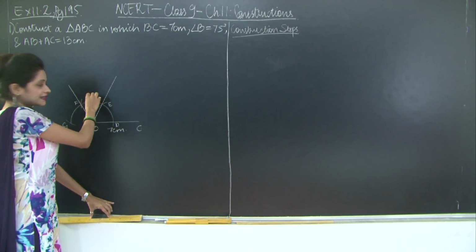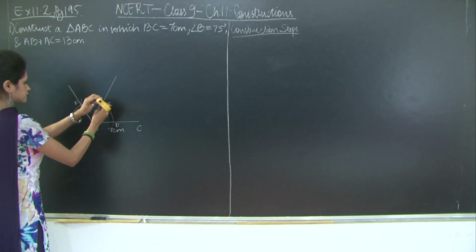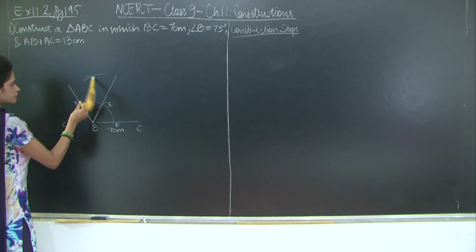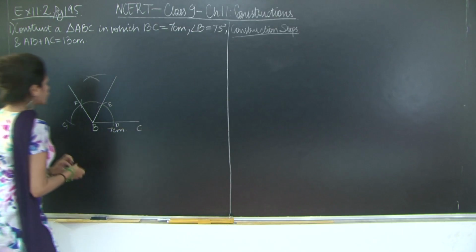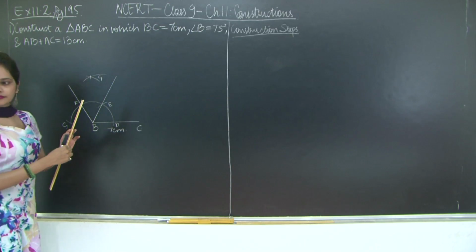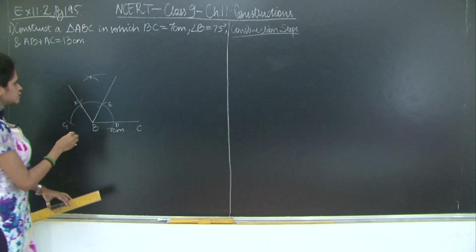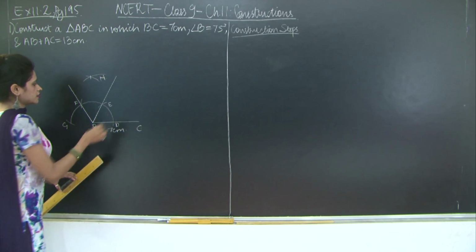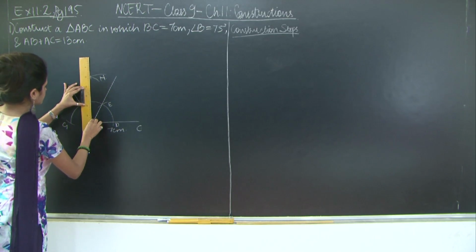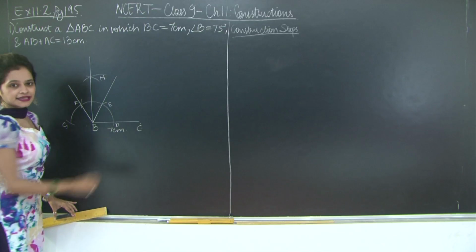Now I am going to bisect this angle FBE. Let me call this point G. Now I am going to join BG. Not G, I'll keep that because we already have a G over here. Let me call this as H. I'm going to join B to H. So angle HBC is 90 degrees.